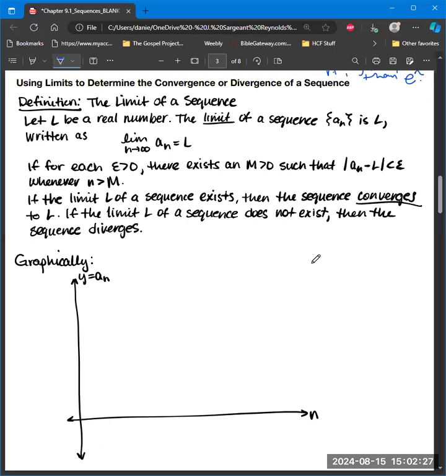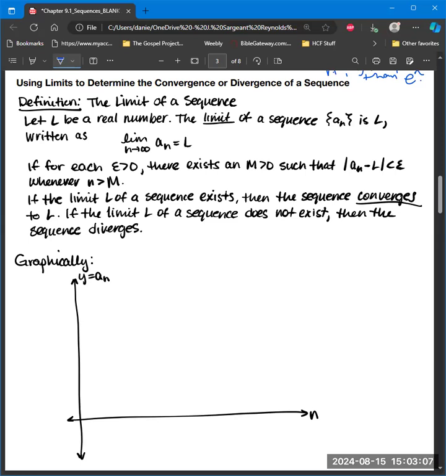So when we take the limit of a sequence, we've been doing this for a while, we're going to let L be a real number. The limit of the sequence a sub n is L, written as the limit as n goes to infinity of a sub n equals L. And then this is a technical definition. We didn't do delta epsilon proofs earlier in calculus 1, but this is the delta epsilon definition. If for each epsilon greater than 0, there is an M greater than 0, such that the absolute value of a sub n minus L is less than epsilon whenever n is greater than M.